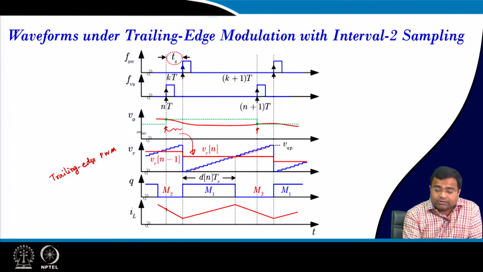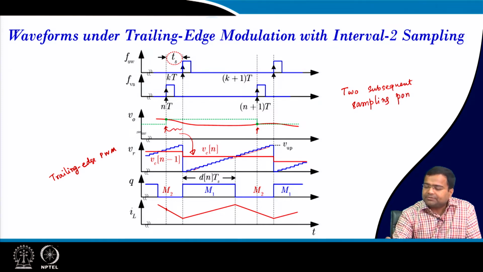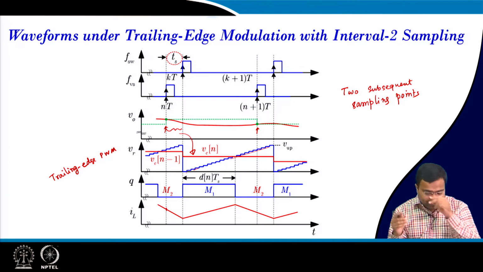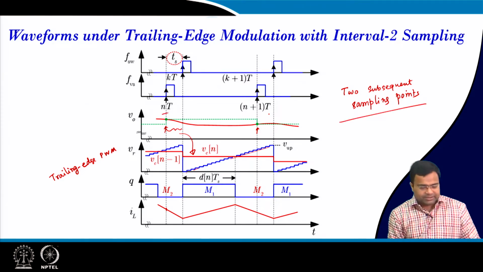You see, we want to derive the discrete time model between two subsequent sampling points. Earlier we wanted to derive it between two switching points, with no delay, but if there is a delay in the sampling, we will take the sampling clock as a reference clock to derive the discrete time model. So, that is used for nT and (n+1)T.